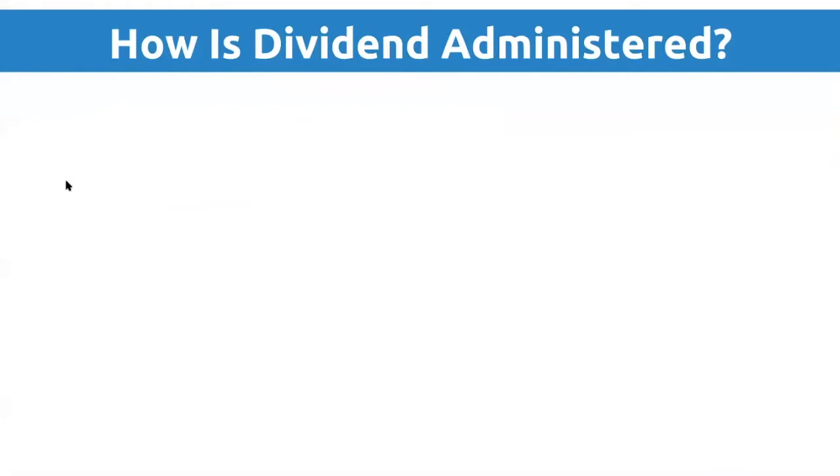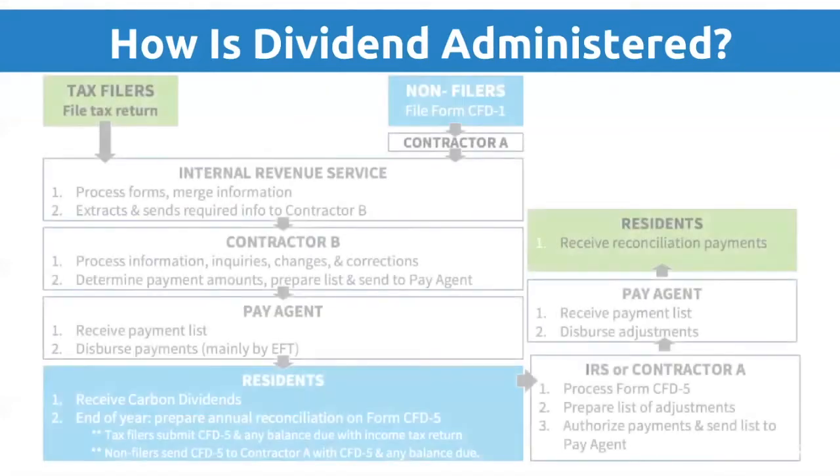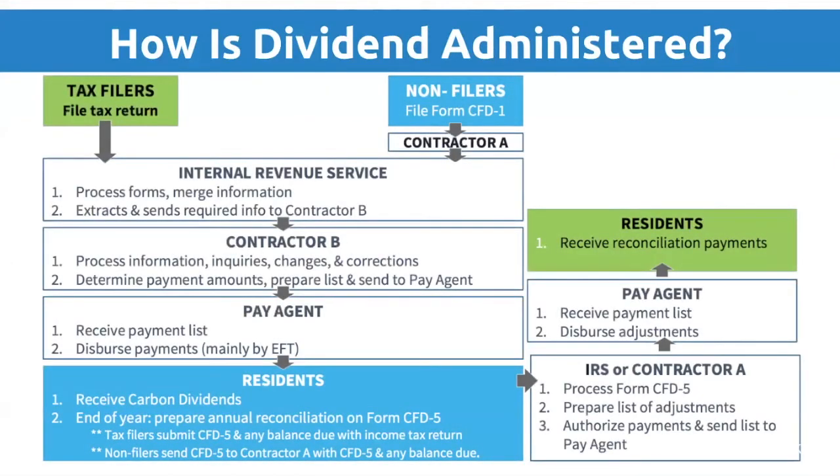How is it administered? Here's a quick look at a potential IRS process. In tax season, taxpayers file, and non-taxpayers would file a special form to get in the database. Second step, the dividend payment amount would be determined for each recipient. Monthly payments would be made from the Carbon Trust Fund. And third, reconciliation of over and under payments would be made in the following tax season.